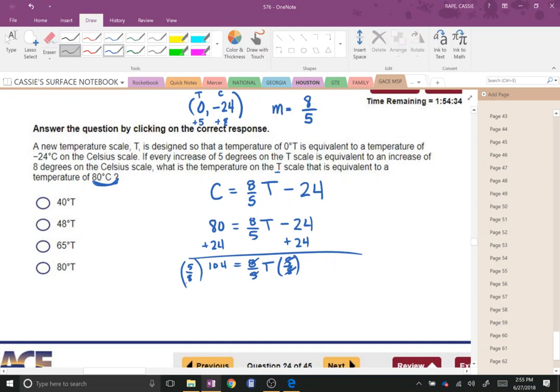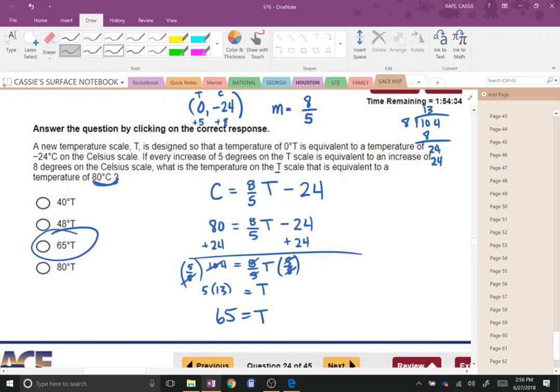And so now I just have to do 8 into 104. Remember, this is like 104 over 1, so 8 into 104, and I'm just going to do the math right here, is equal to 13, since 8 times 13 is 104. So that would be 5 times 13 equals T, and 5 times 13 is 50 plus 15, which is 65. So T equals 65, and the answer is C.